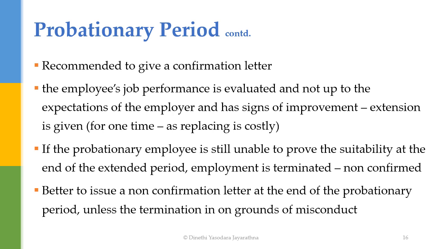But if the employee has committed misconduct, if the employee has worked not according to the rules and regulations of the company, in a disciplinary action, the company can directly terminate that employee without giving a non-confirmation letter. That means if they have done something wrong, legally wrong or against the company's rules and regulations, the company can terminate this employee without giving a non-confirmation letter.